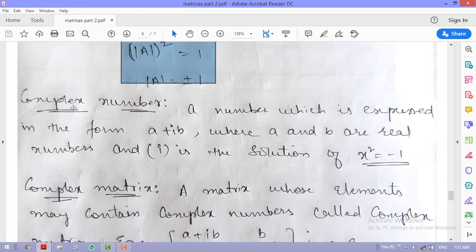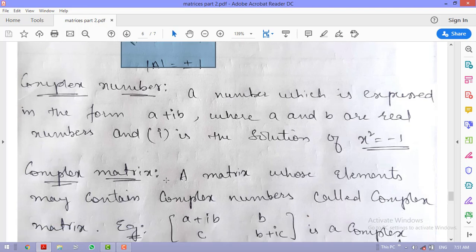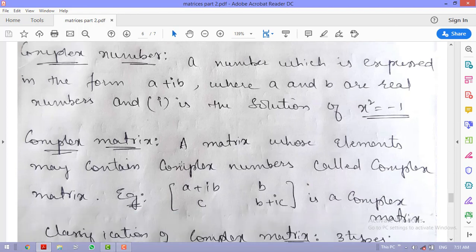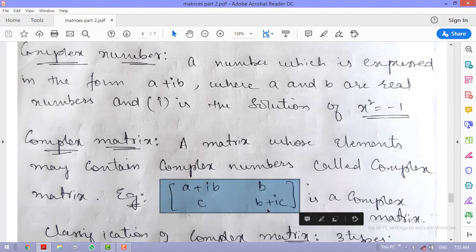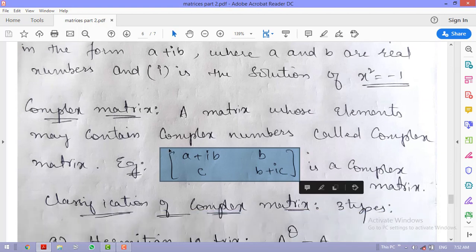If you understood this complex number, then a complex matrix is nothing but a matrix whose elements are constant complex numbers. Then that is said to be a complex matrix. For example, the matrix I wrote over here: a plus ib, b, c, and the final element is b plus ic. So this is a complex matrix. What is the reason? We have two elements with a complex number.